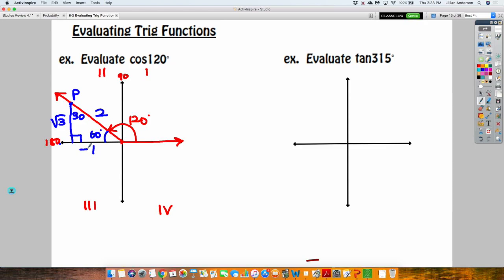Cosine is what over what? Adjacent over hypotenuse, or the new terms that we learned: x over r. So if cosine equals x over r, what's x in this problem? -1, and r, 2. r represents your hypotenuse. Or if you want to keep it as adjacent over hypotenuse, that's fine. I'm just trying to get y'all to see other ways that it is. But there you go. You've evaluated the cosine of 120.